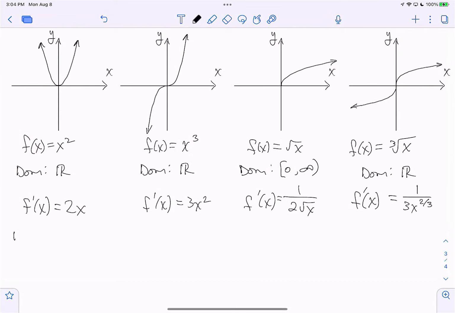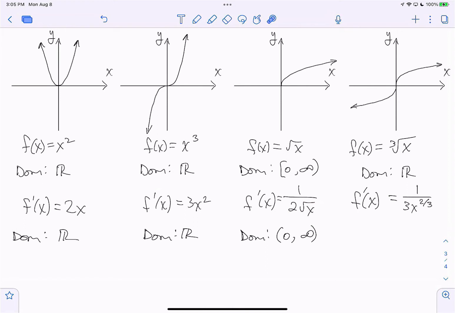I want now to consider the domain of the derivatives. The domain of f prime of x equals 2x is all real numbers. For f prime of x equals 3x squared, the domain is also all real numbers. Something different happens with the square root of x because we have 1 over 2 times the square root of x. That square root of x in the denominator says that the domain of f prime for the square root function does not include 0, right? So it's 0 to infinity, but open at 0.